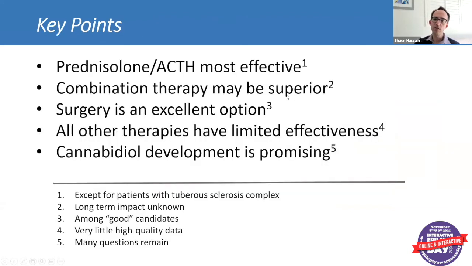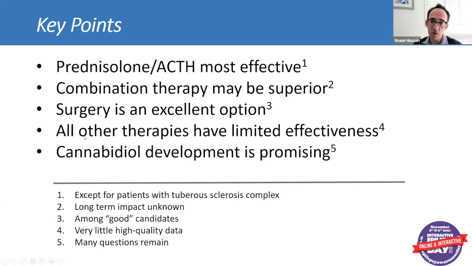So some key points to remember. First, prednisolone and ACTH are the most effective therapies for infantile spasms. Combination therapy seems to be superior short-term, and we just don't know whether long-term outcomes are better with that approach. Surgery is an excellent option, however, only among select candidates who have identified focal disease, meaning patients where we can remove a piece of visibly abnormal brain. Those are the patients who have great long-term outcomes after surgery.